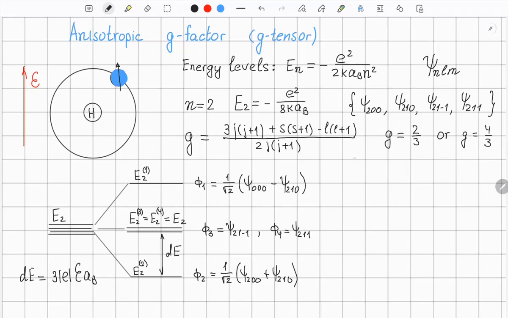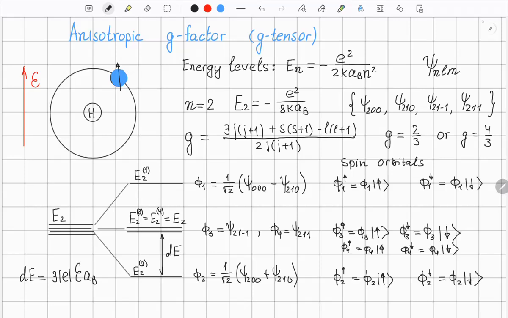Since these four wave functions, phi1, phi2, phi3, and phi4, are separated by a relatively small energy gap, we will later see that they have a noticeable effect on the interaction between the electron's magnetic moment and the magnetic field. Furthermore, we define spin orbitals by associating a spin state with each wave function. This allows each orbital, in principle, to accommodate two electrons, one with spin up and one with spin down. As a result, we obtained 8 relevant states.